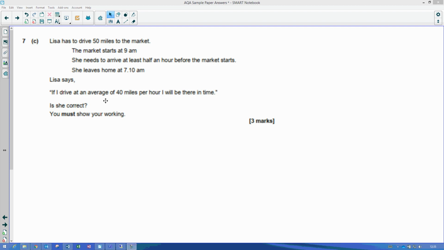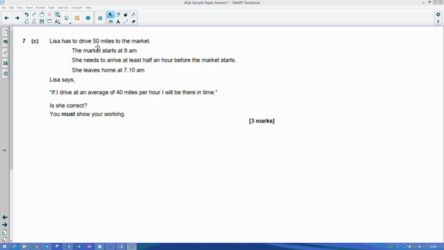AQA Level 2 Sample Paper Non-Calculator Question 7c. So we're still talking about Lisa and her fudge because this is still part of question 7. It's a 3-mark question, so we'd expect it to be a little bit easier than parts A and B. They're still telling us we must show our working, and because it's 3 marks, we knew that already. Let's have a look at the question.